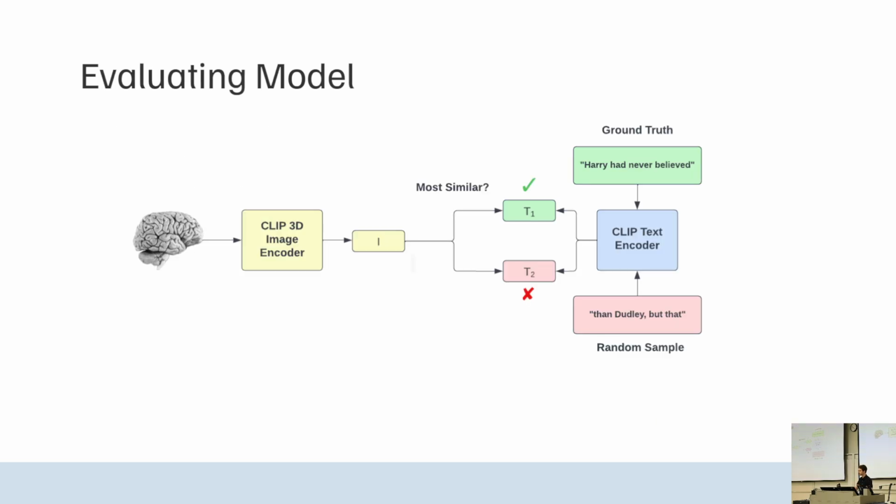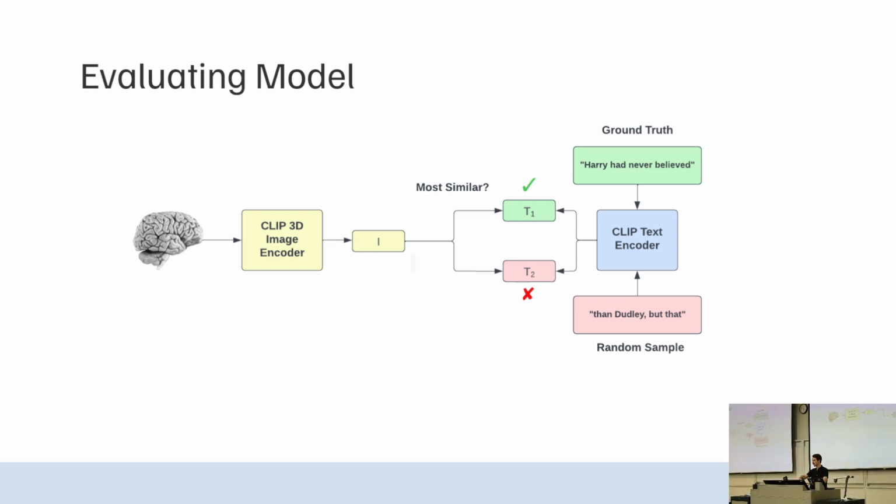So how do we evaluate this model? How do we know if it's working like we hoped it would? Well, to evaluate it, we get this accuracy from doing this paired test. In a decoding setting, we would take our fMRI image and get the embedding of that, and then compare that fMRI image embedding with the text embedding from the ground truth caption, the caption that was actually associated with that fMRI scan, and then we would also compare it with the text embedding from some random sample from another fMRI scan in the data set.